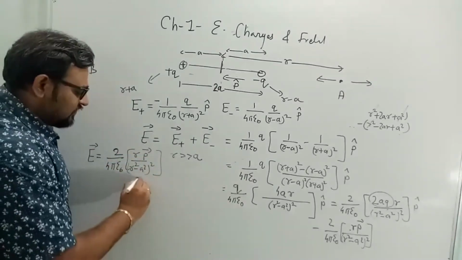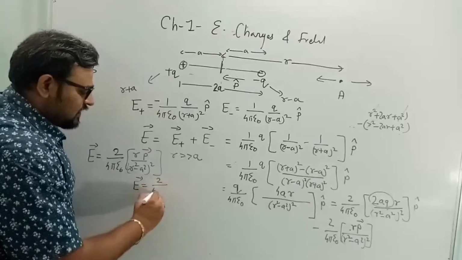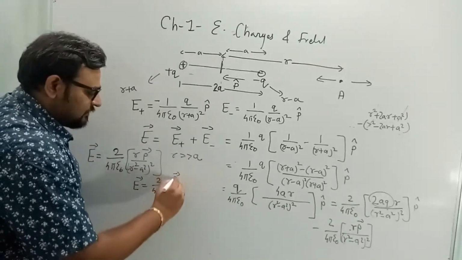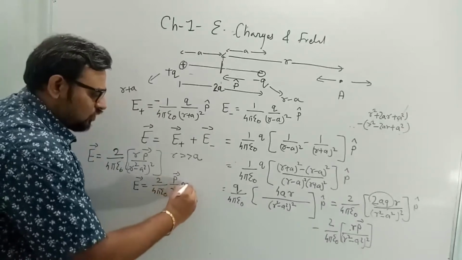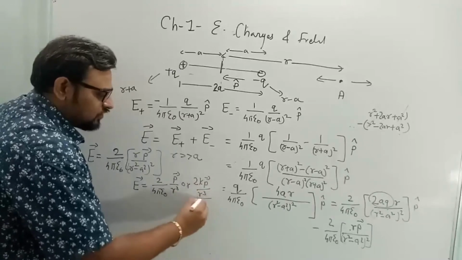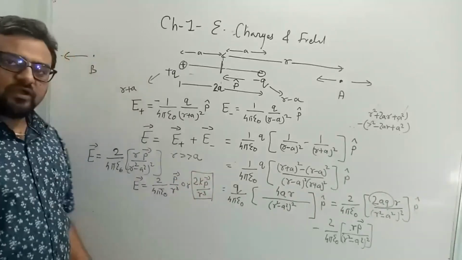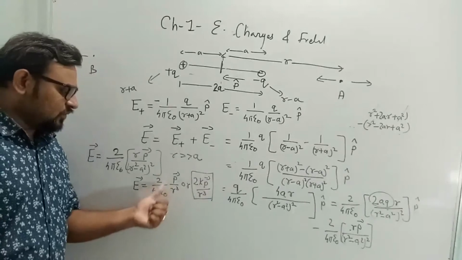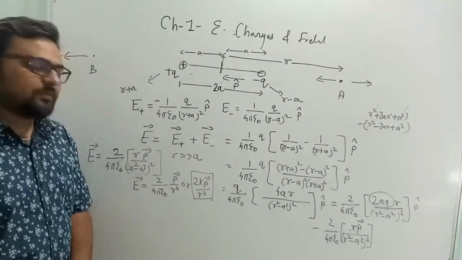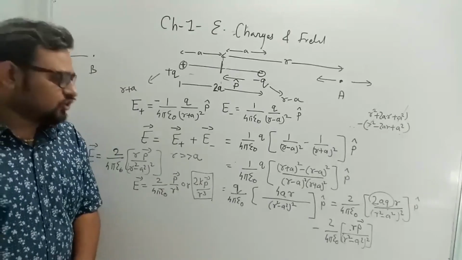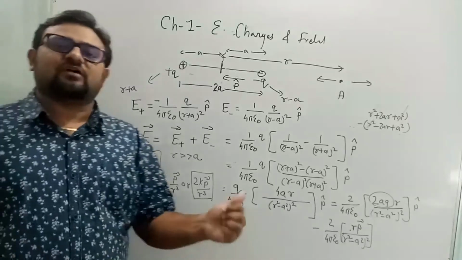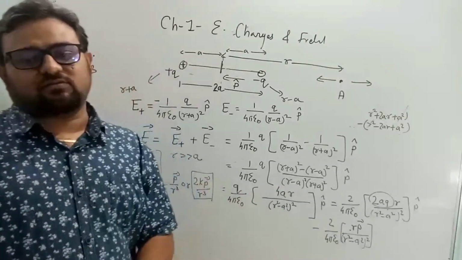So electric field will be equal to 2 by 4 pi epsilon 0 p by r cube, or 2kp by r cube. Okay, k means 1 upon 4 pi epsilon 0, I have converted to k. So its answer will be 2kp by r cube. This is the electric field due to a dipole at a large distance.